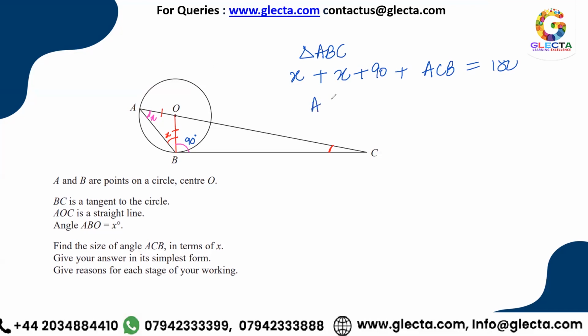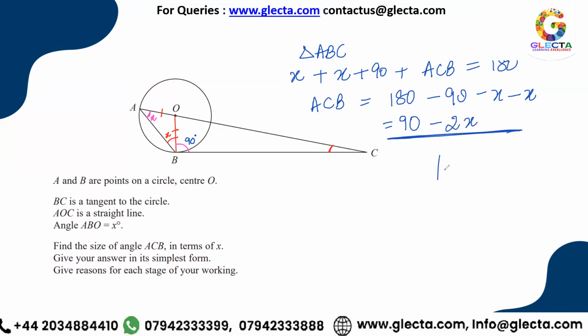Now, how do we solve it? ACB is 180, take away 90, take away x, take away x. Whatever is being added on the left side, on the right side, it will get subtracted. So over here, it would be 180 take away 90, which is 90, take away 2x. This is our final answer. Yes, it would be 90 take away 2x.